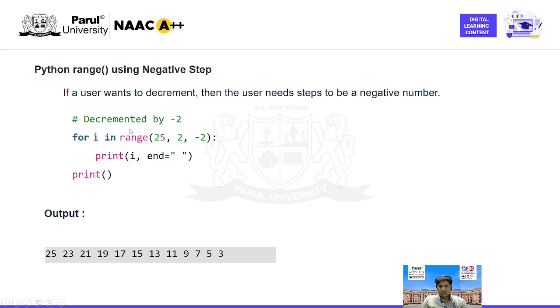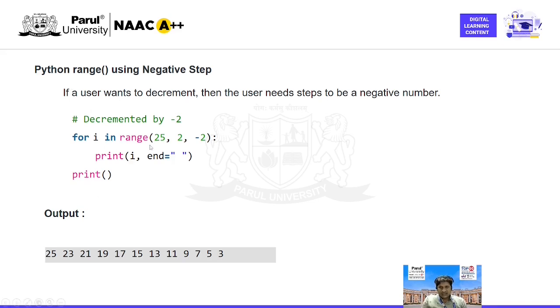You don't always start from 0 or 1. You can start from 50 and go down to 1, which means reverse numbers. Suppose someone asks you to print numbers from 50 to 1 in reverse order. Then in that case, you use a range function using a negative step.